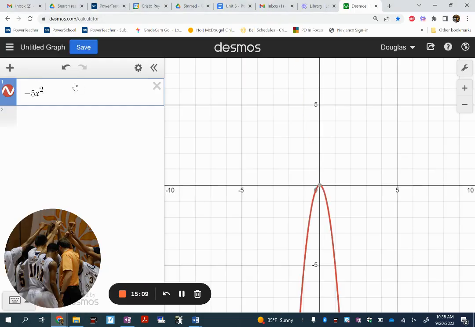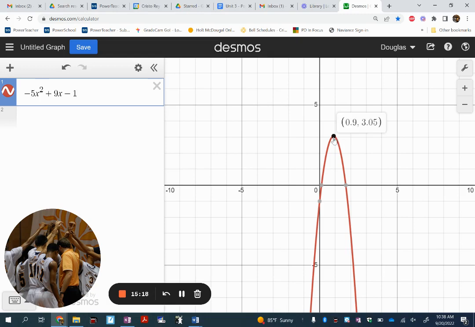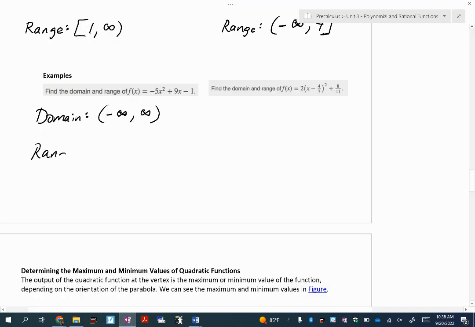Negative 5x squared plus 9x minus 1. Confirm. Yes. And if I click right there, you can see that my vertex is 0.9, comma, 3.05. Now, because I'm doing the range, and this parabola opens down, my lowest y value is going to be negative infinity, and my highest y value is going to be positive 3.05. So my range is negative infinity to positive 3.05, and make sure you use a bracket.